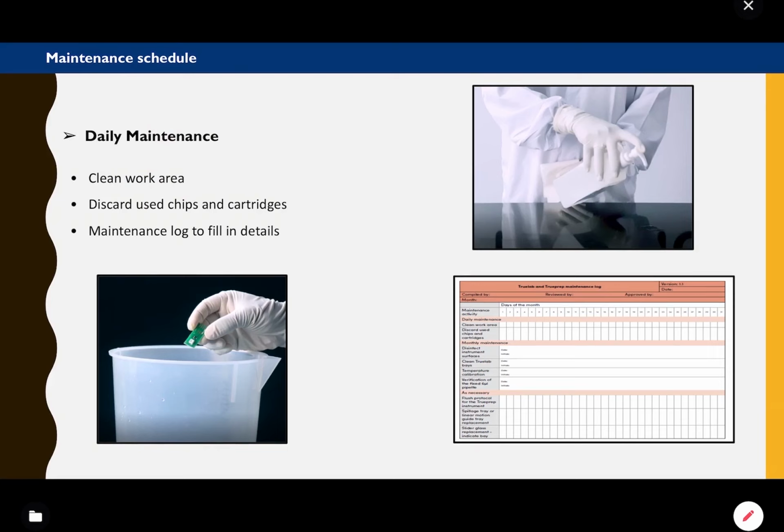So for daily maintenance, the workbench has to be cleaned. Here you clean the work area with 70% alcohol, either ethanol or isopropyl alcohol. You have to discard the used chips. Daily, whatever chips and cartridges you are using have to be discarded in 1% sodium hypochlorite. Then you have to fill the maintenance log. Daily, it has to be filled.